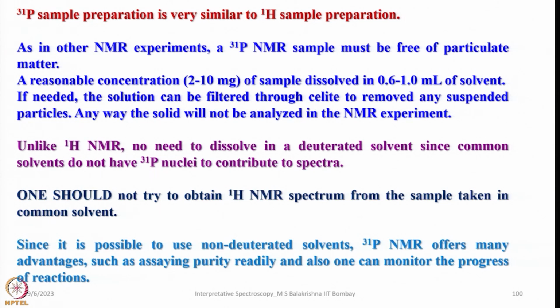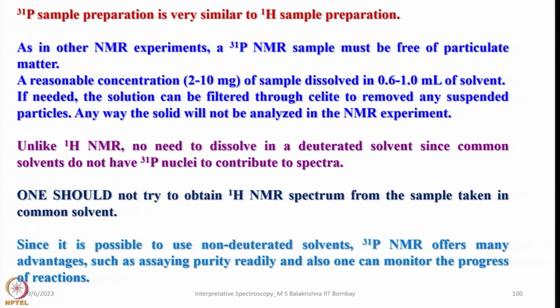One should not try to obtain a 1H NMR spectrum from the same sample taken in a common solvent. After taking the phosphorus NMR, if we want to understand the proton signals, we should not use the same solvent if we have not used a deuterated solvent. So if you want to use the same sample for recording, say, 31P, 1H, 19F and 13C, then it is better to dissolve in a deuterated solvent in which the phosphorus compound is highly soluble and gives a clear solution.